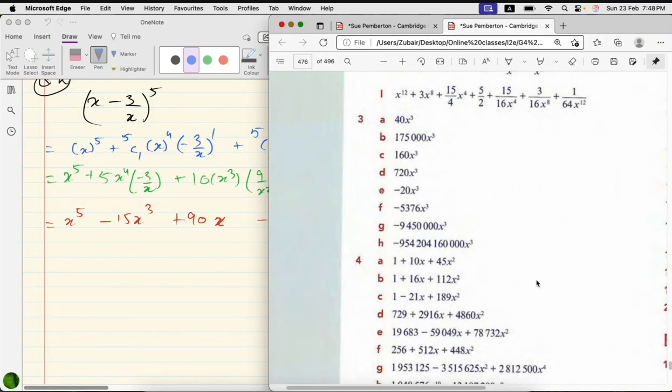And yes, 3x to the power of 8, plus 6C2... yep, 5/2... and the final term, 1 over 64x^12, 1 over 64x^12. Okay. Same answers now? Yep.